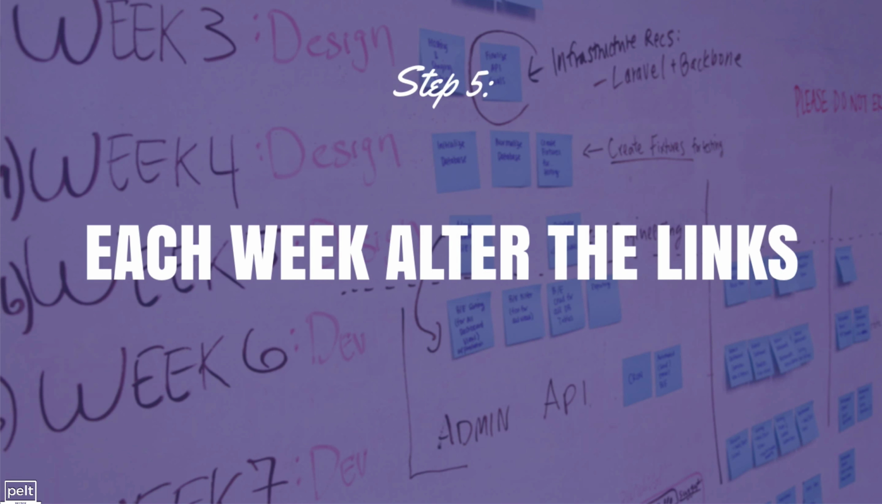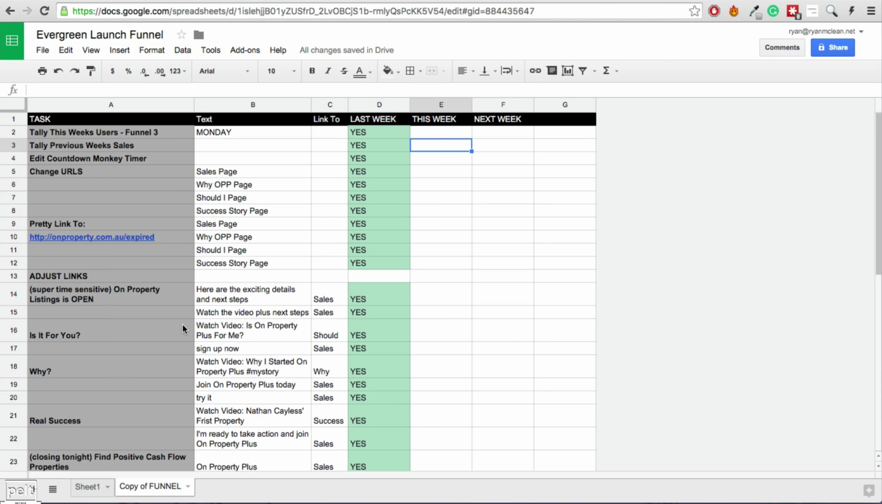So the last step, once we've set up this funnel and we're adding people to it, is that each week we need to alter the links of our autoresponder. This is a manual process that you're going to have to do every single week. As far as I'm aware, there's no way around this apart from getting a virtual assistant to do it for you. So here's a checklist that I use to go through this process.